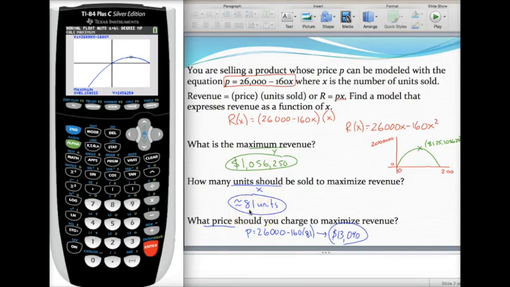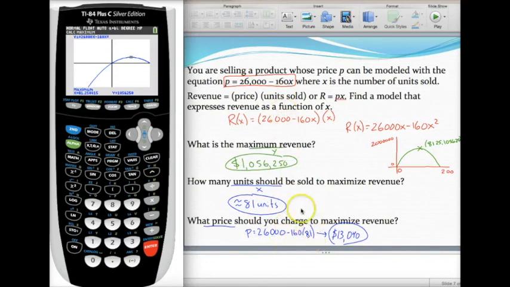The final question is a little bit interesting. It's different than we've done before. They ask us what price I should charge to maximize the revenue. Well, that answer is not going to be found in your calculator screen. Rather, what I need to do is go all the way back to the beginning where we're given this equation that talked about price. It said to find the price, do 26,000 minus 160 times the units you sell.